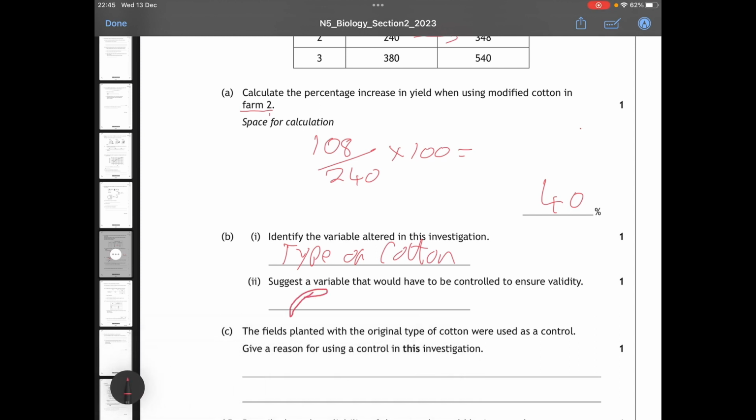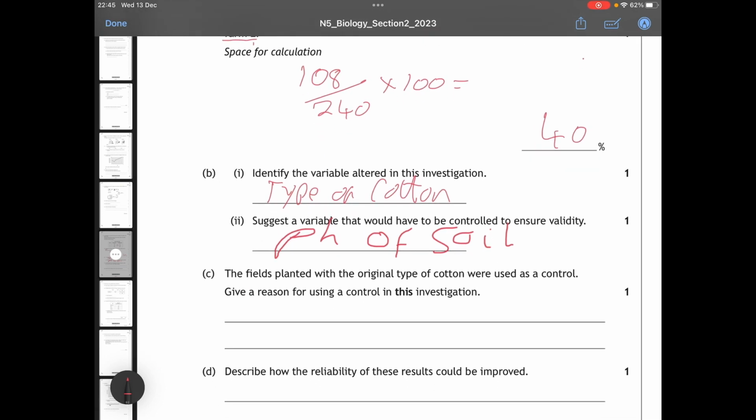So I'm having to use my hand now, so my writing's going to get worse. pH of soil. Okay. And if you're going to choose something like pH or temperature, if it was a different experiment, don't just say them on their own. pH of what, temperature of what is always a better way to do it.